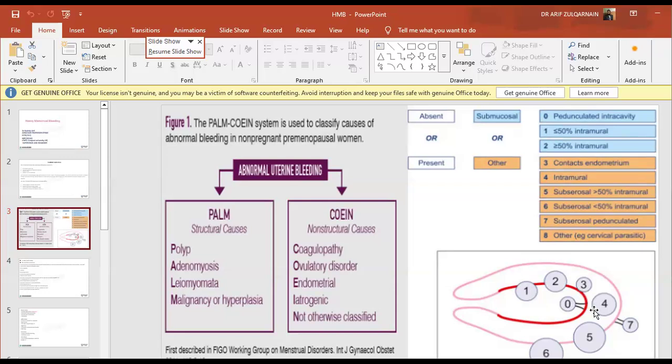Grade 4 is intramural, grade 5 is subserosal, more than 50% intramural. It is intramural, but it is subserosal. And grade 6 is subserosal, but less than 50% intramural. Grade 7 is subserosal pedunculated, and grade 8 is others, like cervical fibroid or parasitic fibroid. Okay, so this classification you may be asked in a structured discussion or in the MCQs.